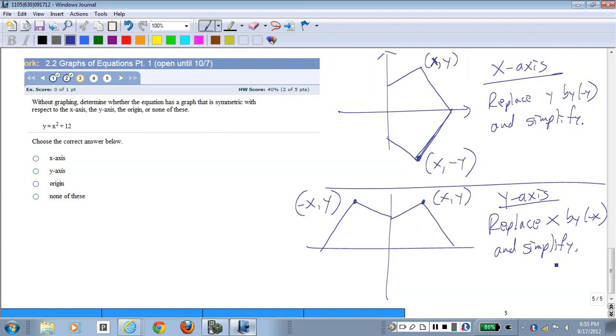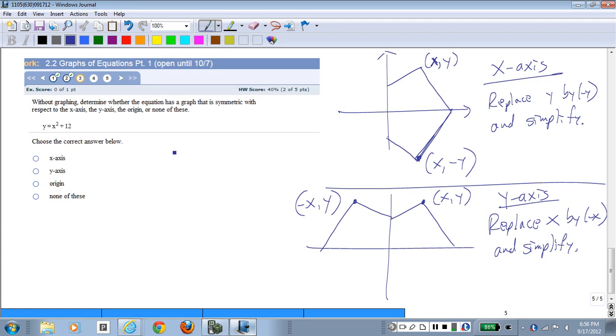Now, I'm running out of room there. What would we do if we wanted to check for origin symmetry? Got to do both at the same time. If x, y is on there, then going directly across the origin, negative x, negative y also has to be on there. So do both at the same time, x by negative x, y by negative y. Sometimes that works when neither negative x for x nor negative y for y works alone. So that would give us origin symmetry.